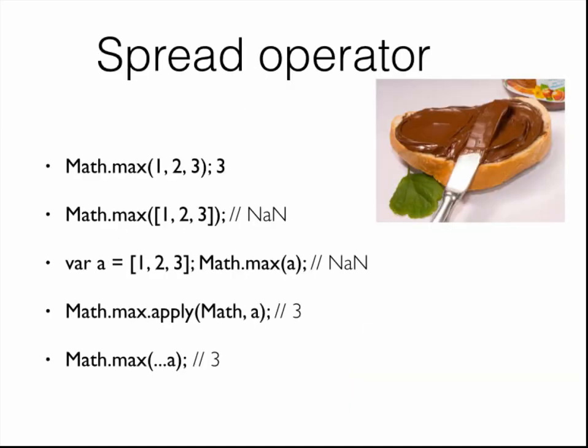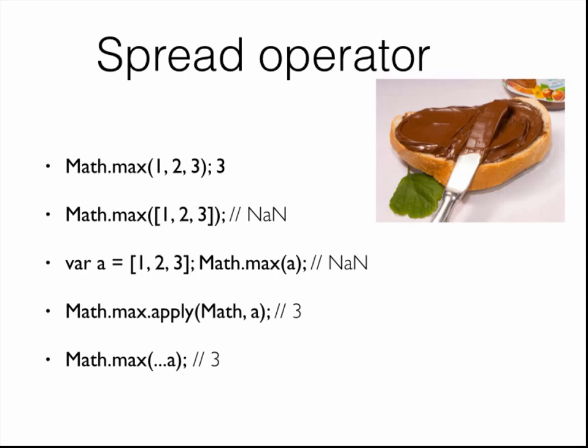Now, I'll go over the other changes in function, but there's a similar operator to the rest operator called the spread operator. It again uses ellipsis, dot, dot, dot, but we'll see what it does. So here I have a function that accepts any number of arguments, okay? But it doesn't accept an array. So Math.max(1, 2, 3) outputs 3, as we expected. However, if I pass an array into it, I get a not a number result. Why?